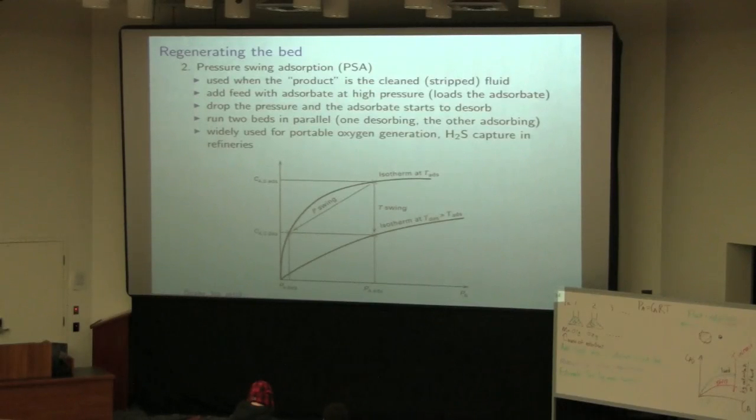Okay, so it's used for oxygen generation, H2S capture in petroleum refineries. As you would imagine, pressure swing adsorption really only applies to gas phase type systems. So it wouldn't work in liquid phase systems.